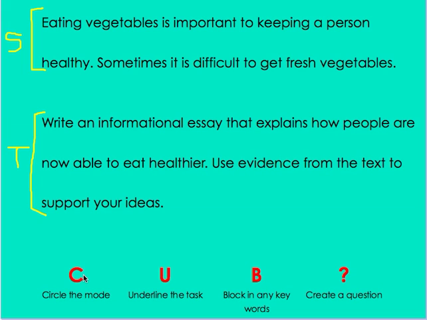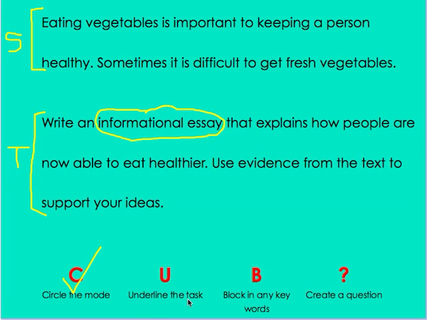The first thing to do is circle the mode. We only have two modes. It's either going to be informational, which means you're writing to explain, or it's going to be opinion, which means we are writing to inform somebody on which side they should choose. So when I read this, I have the word informational essay, so I'm going to circle that. That tells me that I am just writing to explain a topic. Okay, so I have now done circle the mode.